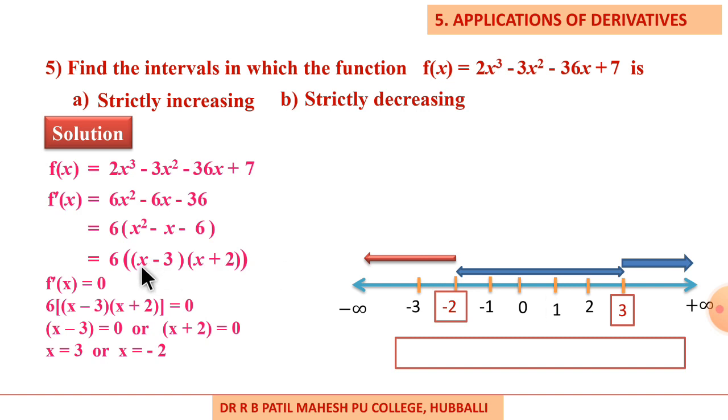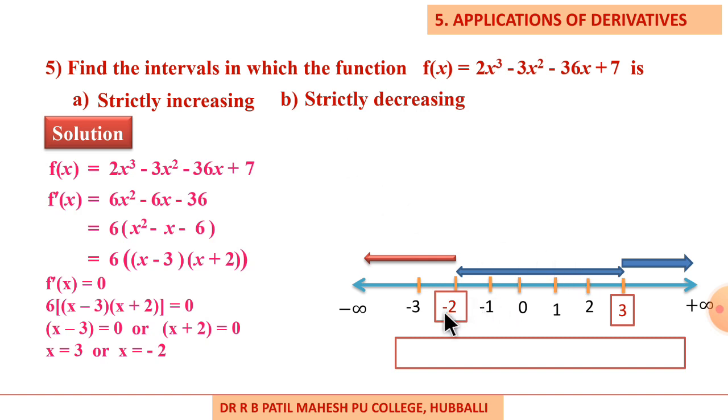If you substitute x equal to 4 here, 4 minus 3 is plus 1, and 4 plus 2 is 6. So this is also positive, this one also positive. So here plus into plus, you will get plus. Either you can check the value or you can check the sign. If it is positive, strictly increasing. If it is negative, strictly decreasing.